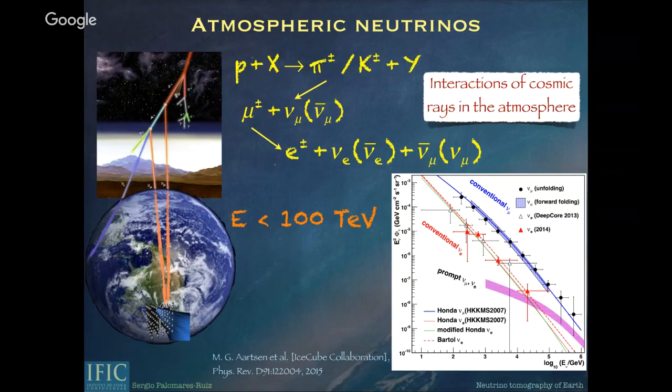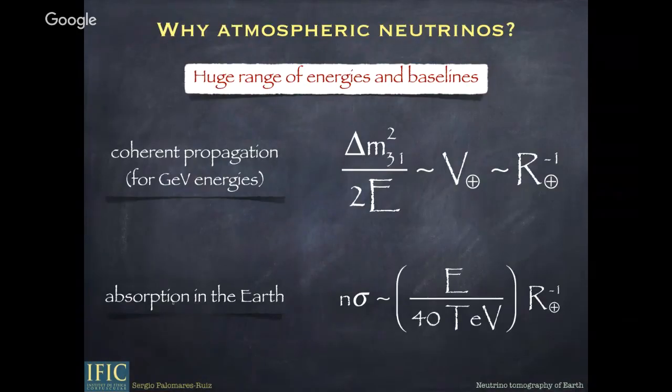So why are atmospheric neutrinos interesting for what I'm going to discuss? First, we have a huge range of energies and baselines with atmospheric neutrinos. We can consider neutrinos crossing the Earth in all directions, and we can study the matter effects, as I said, in all directions with a huge range of energies. For instance, if we consider GeV energies, we can study coherent propagation, basically the usual matter effects in neutrino oscillations. And it turns out that for the atmospheric delta m squared at GeV energies, the oscillation frequency in vacuum is of the same order as the matter potential in the core.